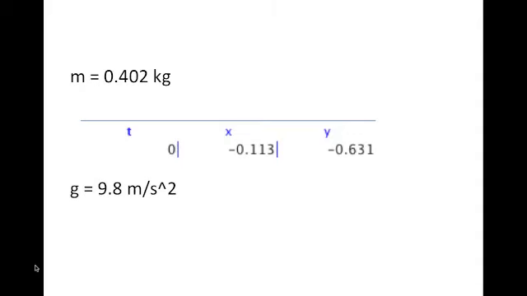In order to update the VPython code, there's a lot of information we need to gather. First, we are given that the mass of the object is 0.402 kilograms. We can extract the initial position data from Tracker, where time equals 0. For the weight force, we already have the mass, but we also need gravity, which is 9.8 meters per second squared. We also need to input the spring force, the stiffness k, and L naught, the relaxed length.